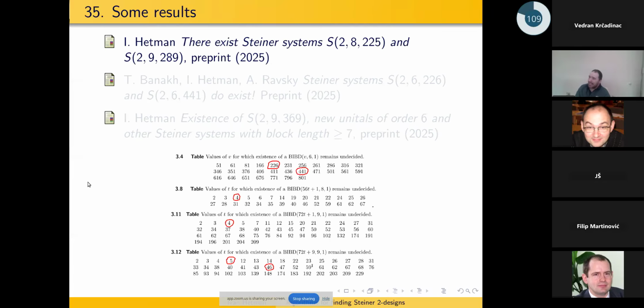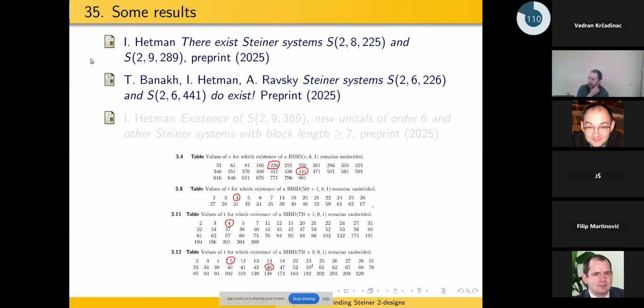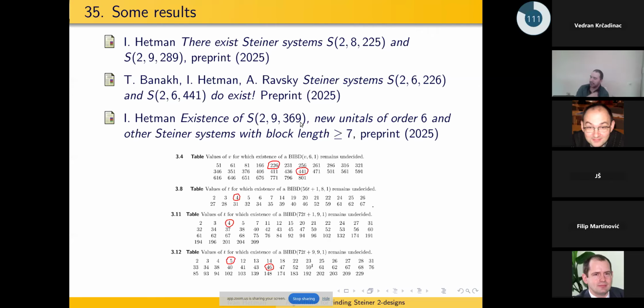Okay. And now about some results. Using this algorithm and some additional tricks, because in the beginning it was not so obvious, I was able to generate some new Steiner systems. And these are papers that have very self-explanatory titles. So existence of this, and this Steiner system. Why is existence in the title?